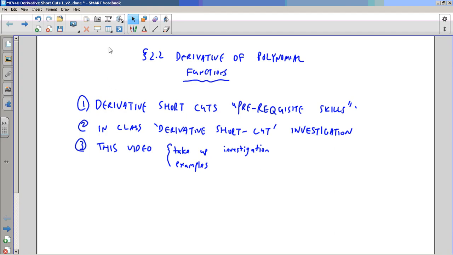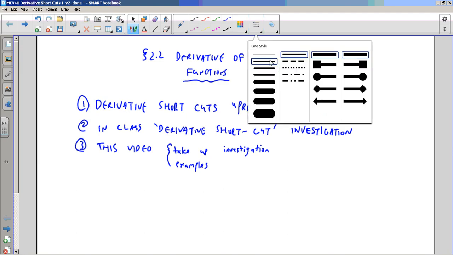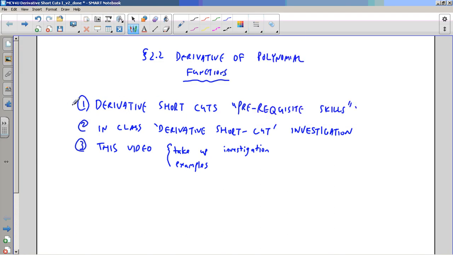If you're watching this video, you've got two things that you've already done. One should have been from homework, probably last night or earlier, a page called Derivative Shortcuts Prerequisite Skills, where you're asked to do a bit of algebra and think about different ways to write algebraic expressions.